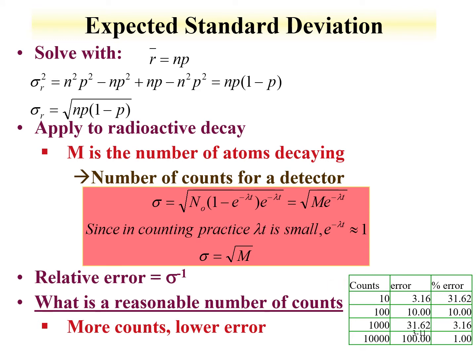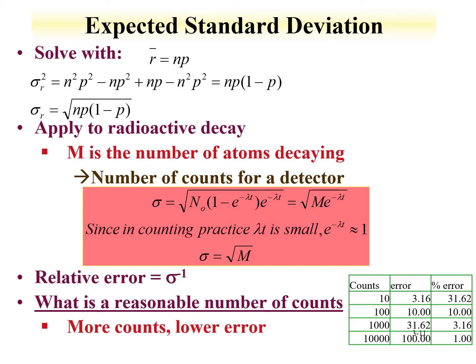So imagine if you had something that had 10 counts per minute and you counted it for a minute, your relative error would be 31%. That's not very good. Go to 100 counts, so 10 minutes, error's 10%. Go to 1,000 counts, so 100 minutes, error starts getting around 3%, and then 10,000 counts, the error is 1%. So this gives you an idea of how long you should count and what's a reasonable error.